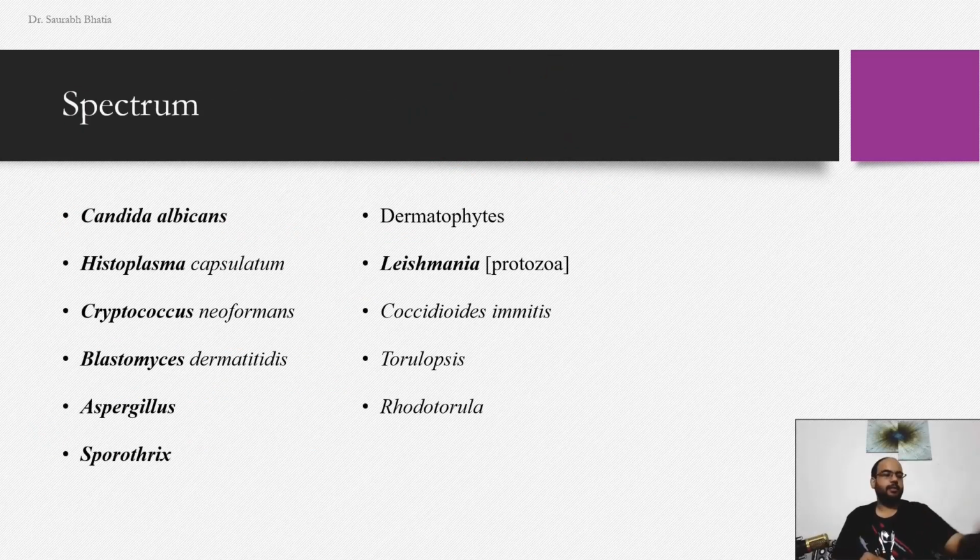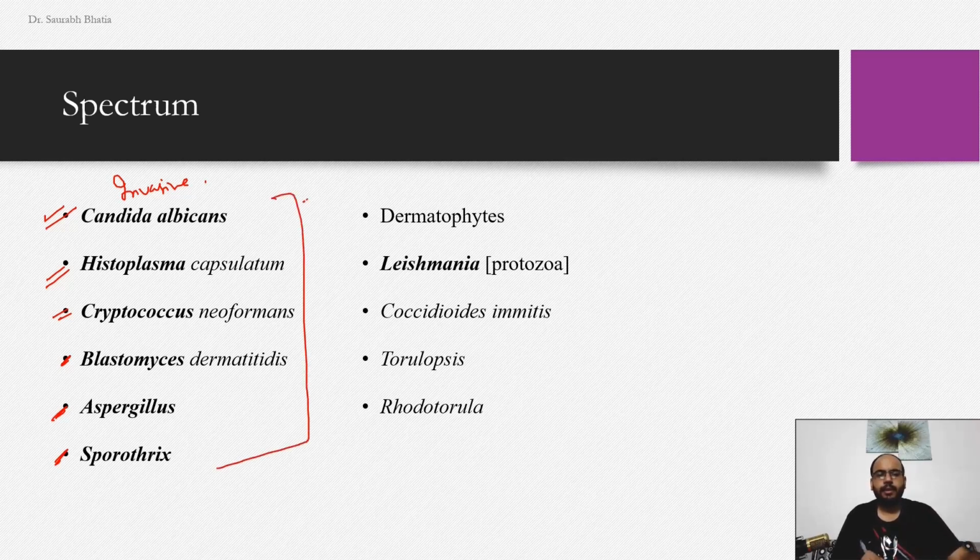Okay, so you have started amphotericin B. You have pre-medicated, hydrated, everything's going on. We'll just discuss the spectrum and uses of amphotericin B. Spectrum includes Candida, and we are talking about the invasive candidal infections, Histoplasma, Cryptococcus, blastomycosis, aspergillosis, sporotrichosis. Okay, so these are all deep mycosis, or deep fungal infection.